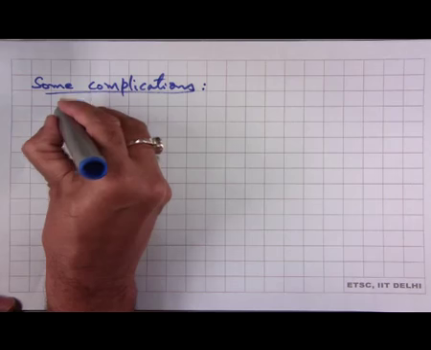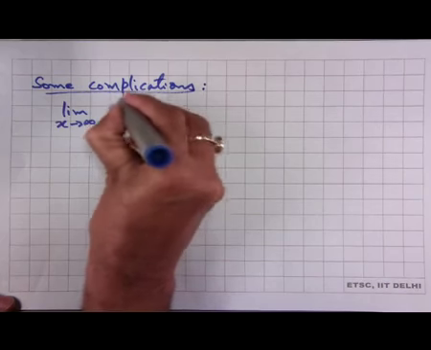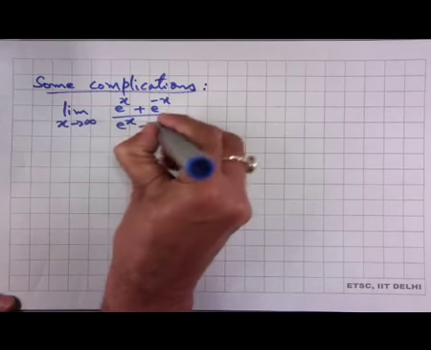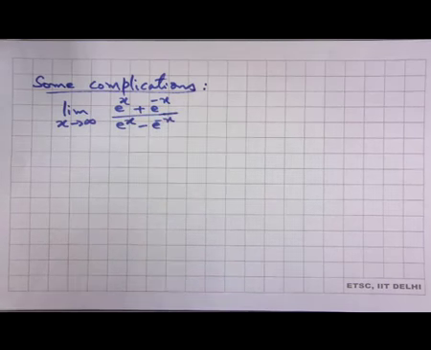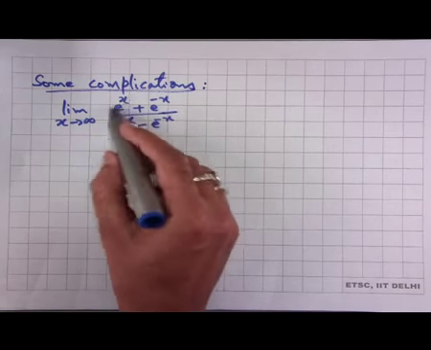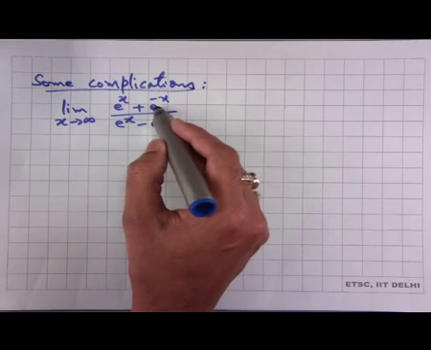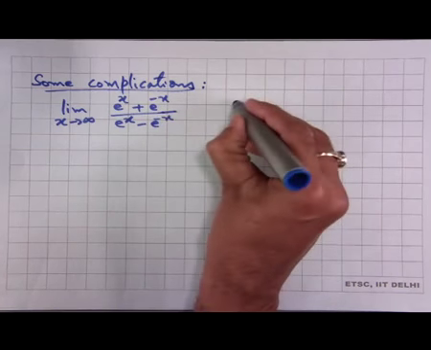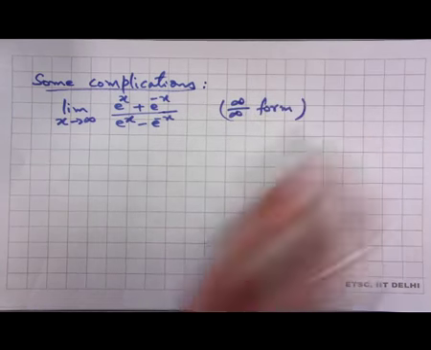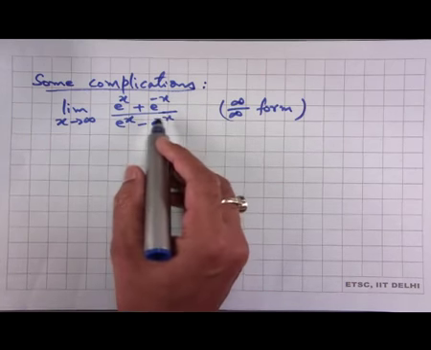Suppose we try to evaluate the limit of x going to infinity of (e to the x plus e to the minus x) by (e to the x minus e to the minus x). Here we see that as x approaches infinity, e to the x approaches infinity, and e to the minus x approaches 0. So we get the infinity by infinity form, and we might be tempted to use L'Hopital rule directly.